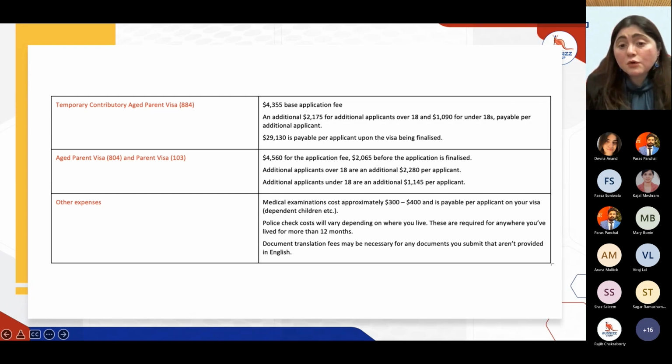There are other expenses involved, medical examinations, maybe $300 to $400, and police checks depending on the country of passport. The Australian federal police checks also cost around $45, and then you pay for the overseas police check as well. That's additional cost.